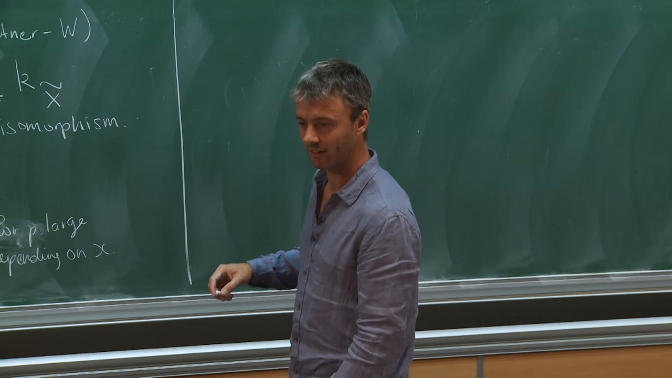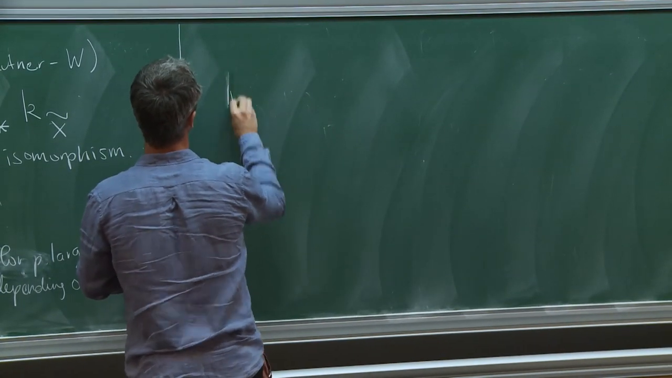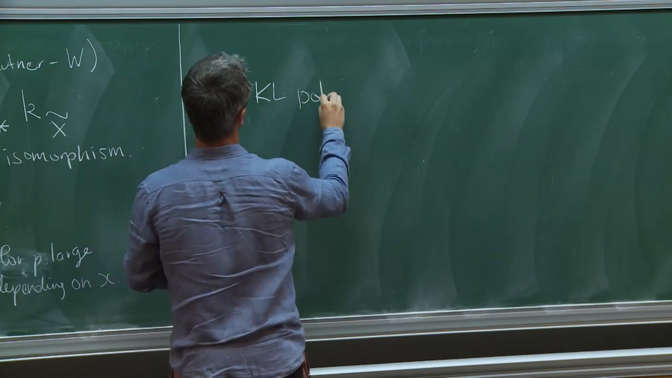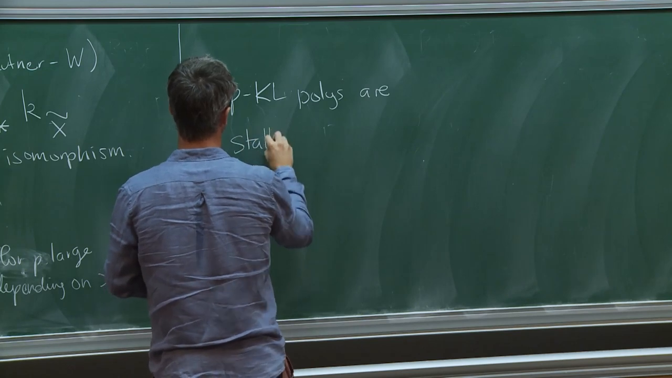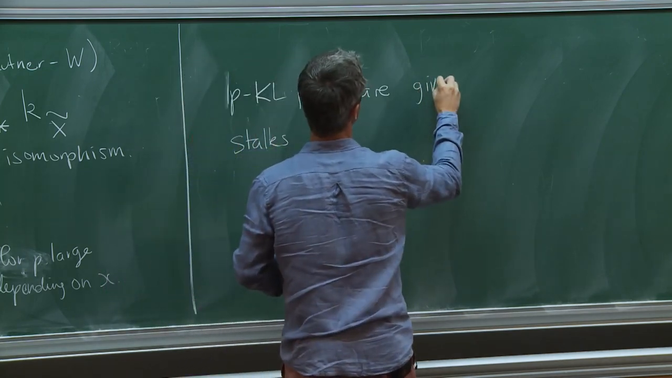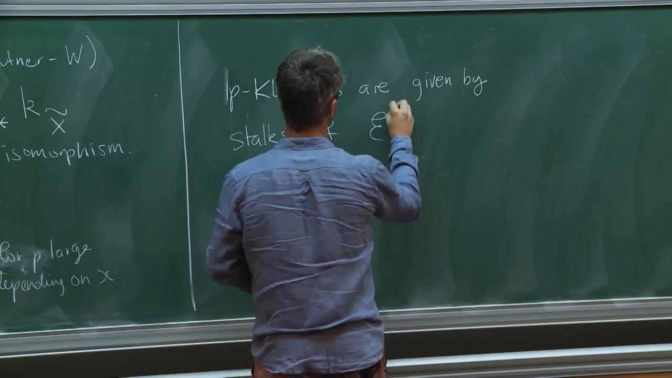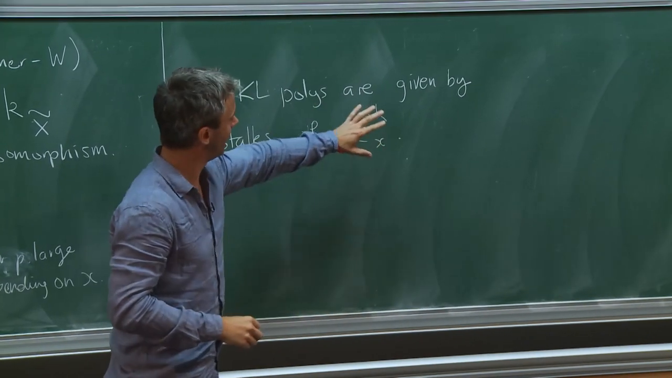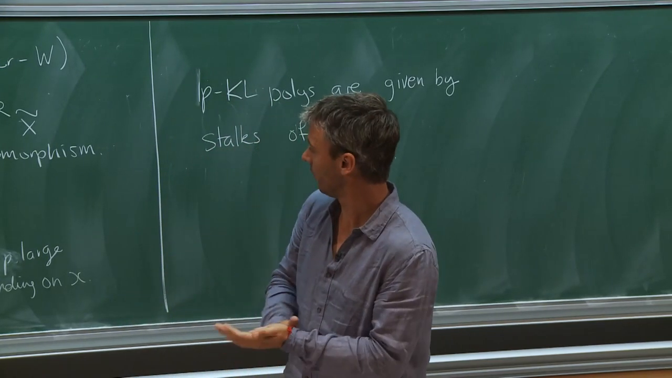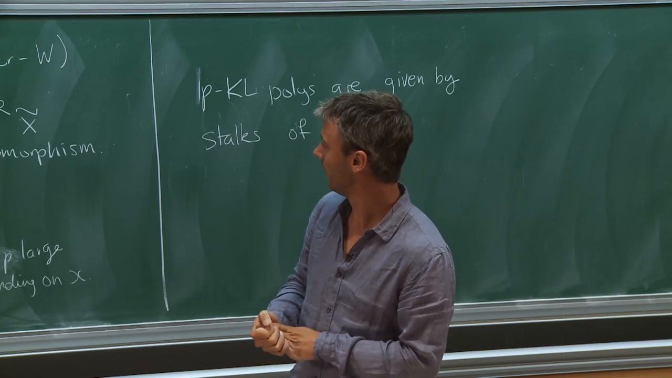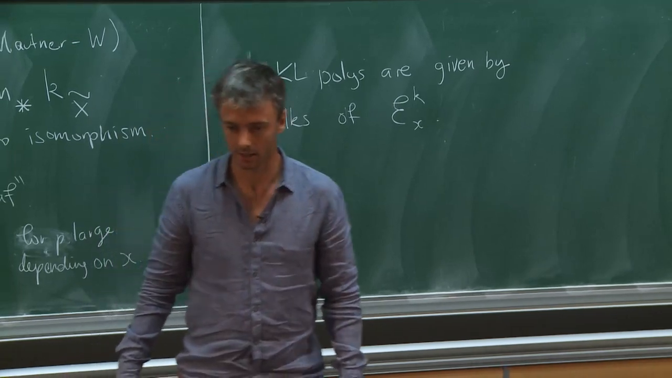Let me write one more sentence that finishes my talk. So p-Kazhdan-Lusztig polynomials are defined to be the stalks of these Ex. And there's a completely different way of understanding these guys via some diagrammatic algebra, which allows you to compute things with them. But I won't go into that. So thank you very much.